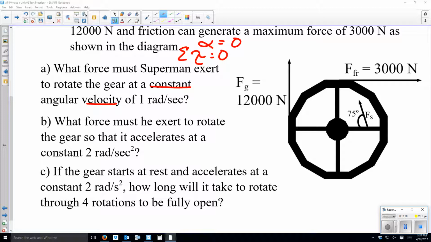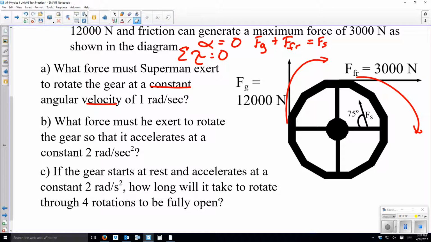This FG is pushing the object that way. It's causing it to rotate clockwise. So I will say FG plus the force of friction is doing the same thing. It's pushing it clockwise. So FG plus the force of friction have to equal the force that Superman is exerting in the opposite direction. So I'll put Fs. And I should really not even say force. All of those should really be torques. We're worried about torque here, not necessarily just force. So I'll rewrite that here. So the torque from G plus the torque from friction equals the Superman torque.